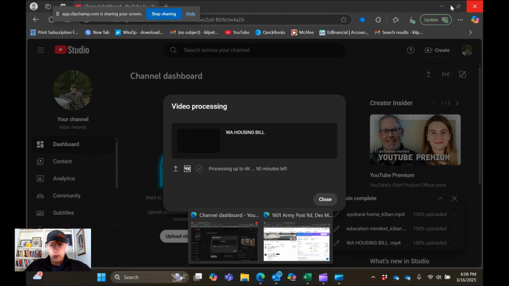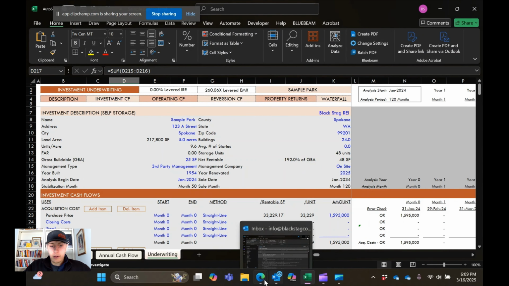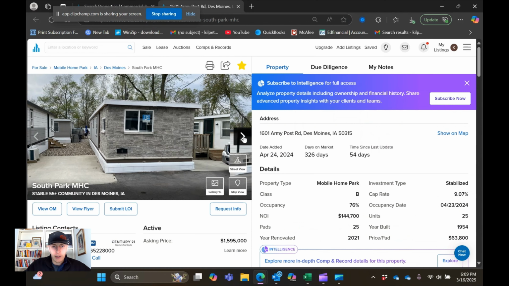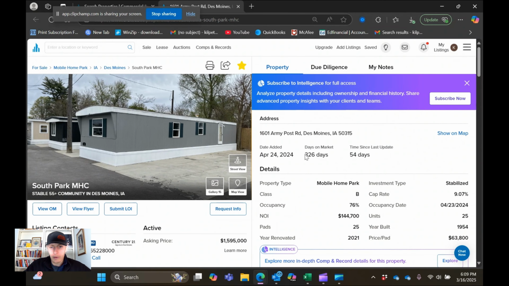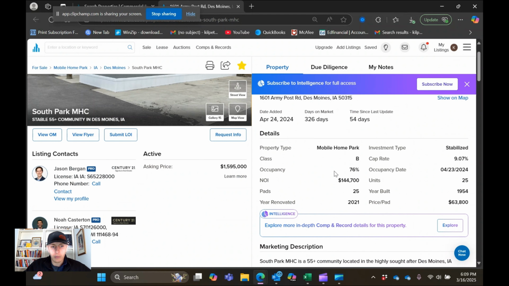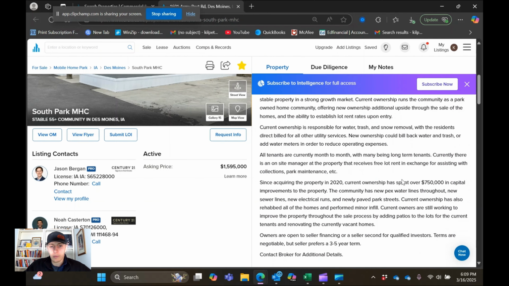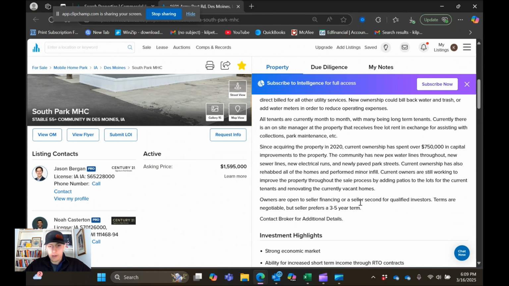Oops. Gotta go back here. So yeah, back in looking at this park again, it's been on the market for 326. So I wonder if there's an issue. I mean, they're selling it at 9 cap, B-rated park. I'm not afraid of the park-owned homes as well, which could be an issue because, well, they're open to seller finance. I think, yeah, we'll call Jason and we'll see what the deal is here.